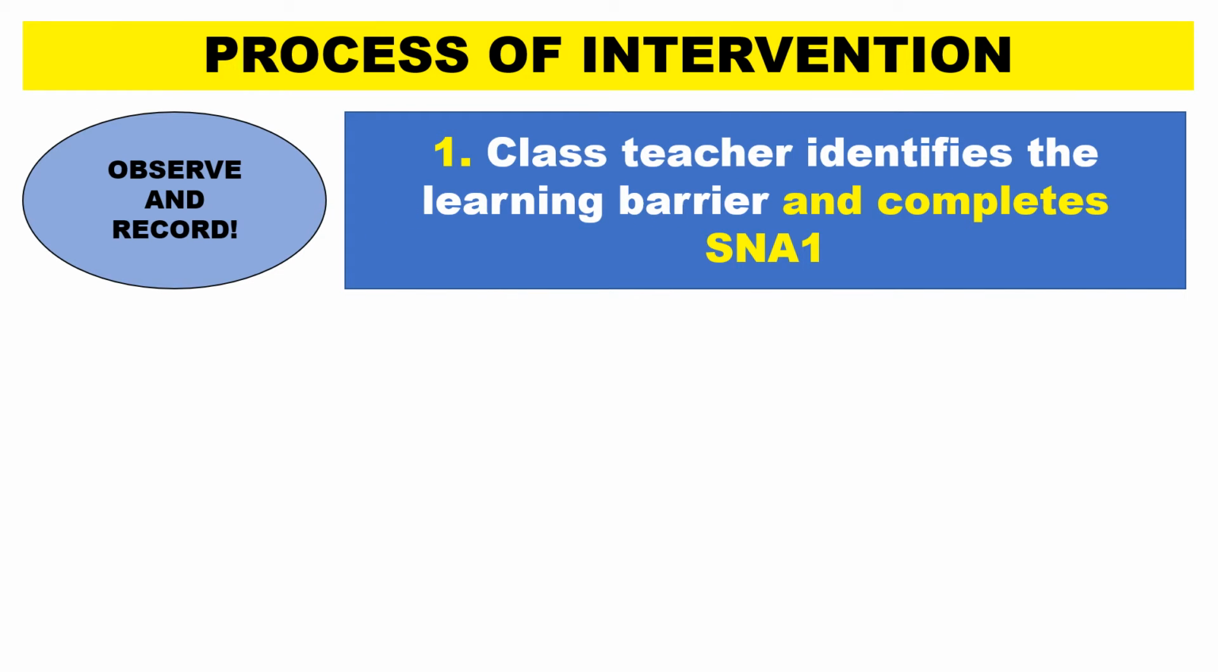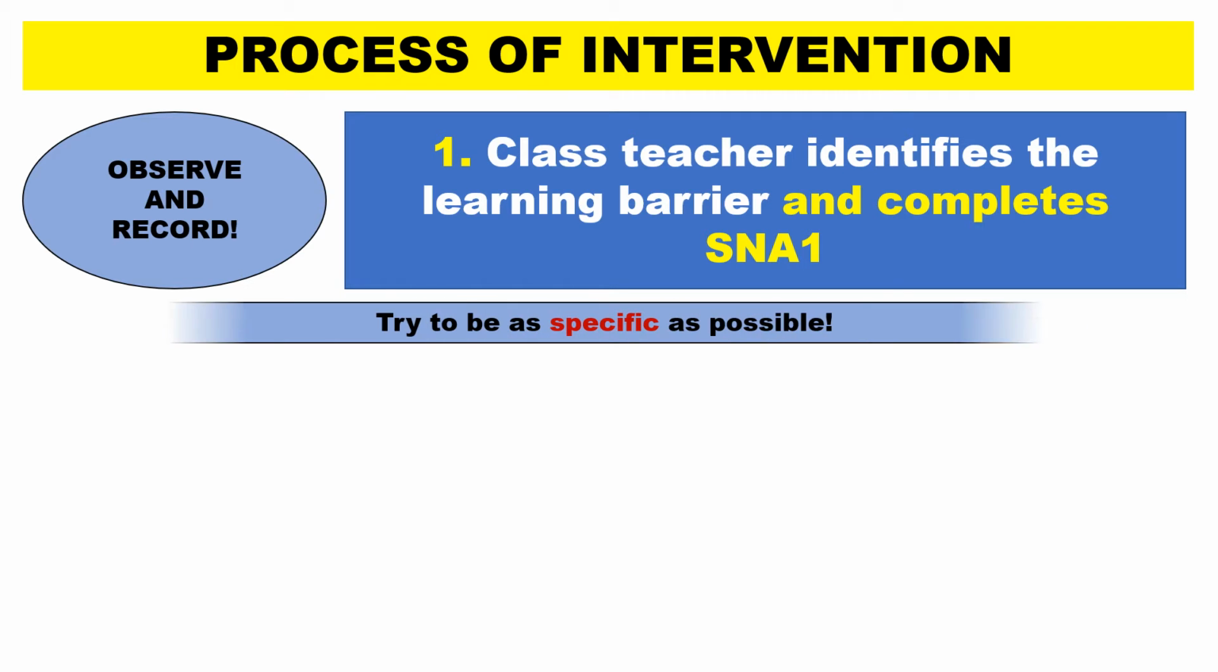First of all, the class teacher identifies the learning barrier and then completes the SNA1. Now, the SNA1 is important in the sense that it identifies the barriers and also it explains what the teacher will be doing in order to assist the learner, because we need to adjust our teaching methods and strategies as well as the environment in order to accommodate all our learners.